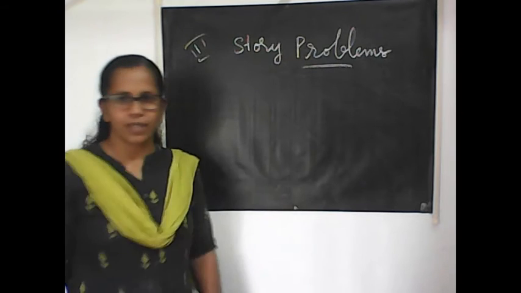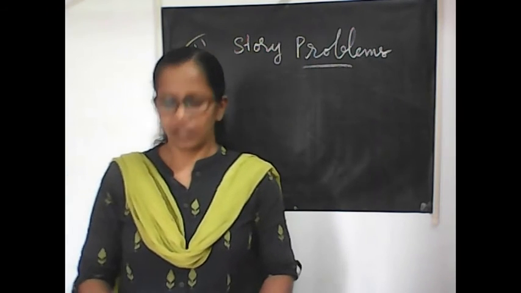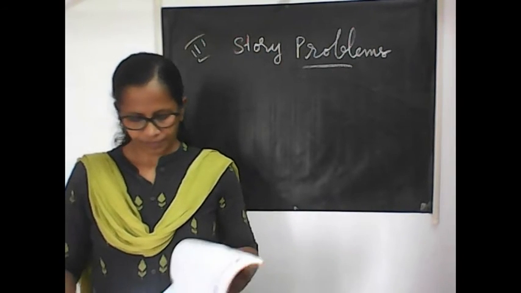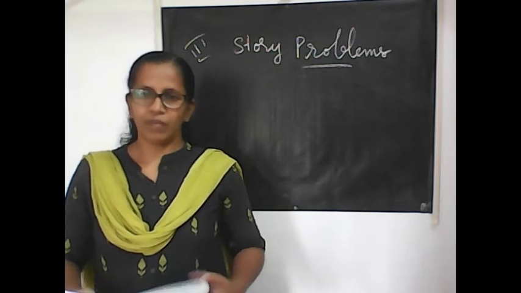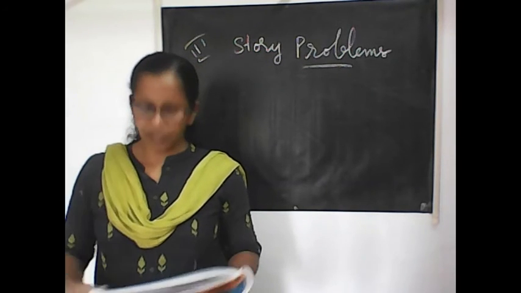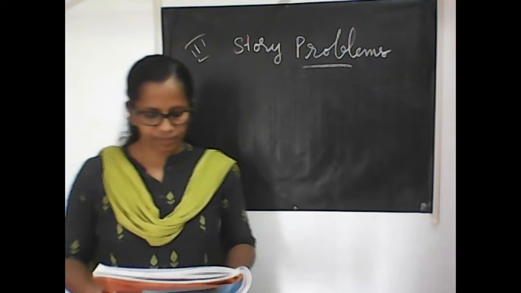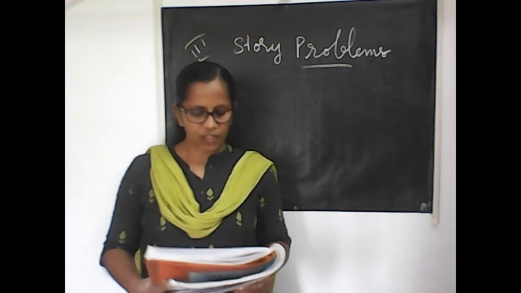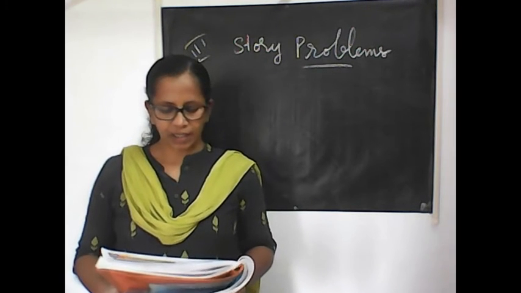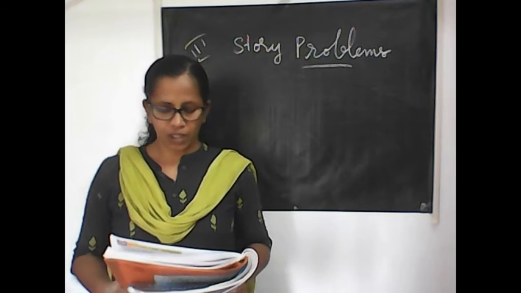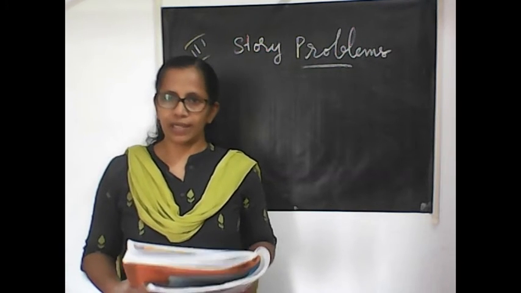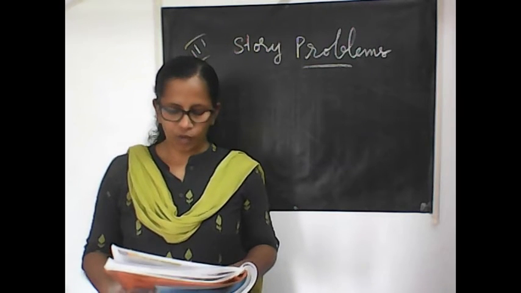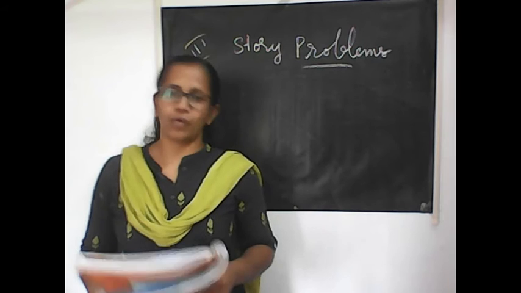From the textbook itself, I give the questions. You have to do it. Very simple ones. First, take page number 71. The first question: a school building had 4 floors with an equal number of children on each floor. If there were 6,900 children, how many children were there on each floor?